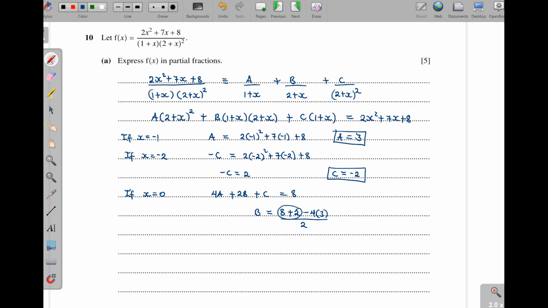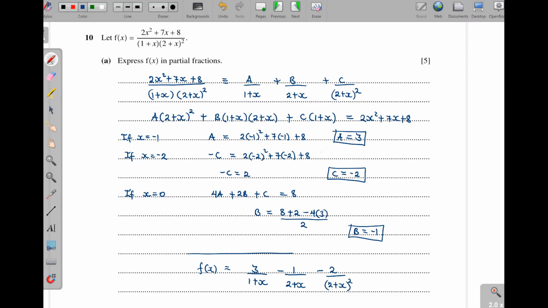So this is 10 minus 12. Isn't that negative 2? Then divide by 2. That's a negative 1. So this therefore implies that our f of x is going to be a, which is 3, divided by 1 plus x, then our b is a negative 1, which is over 2 plus x, and then c is a negative 2, which we are dividing by 2 plus x, then squared.